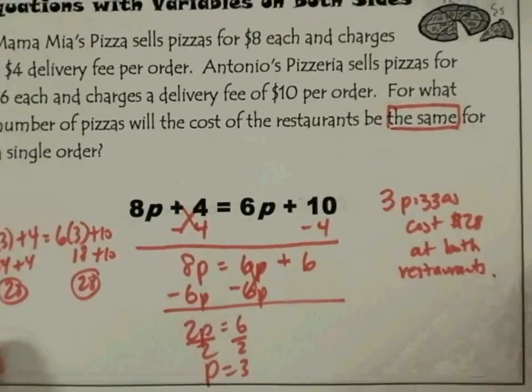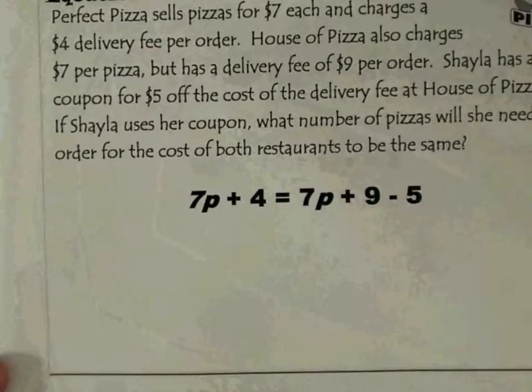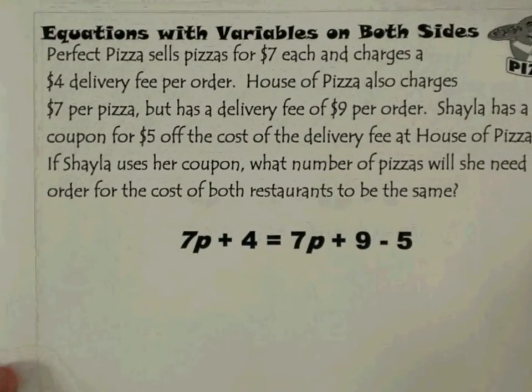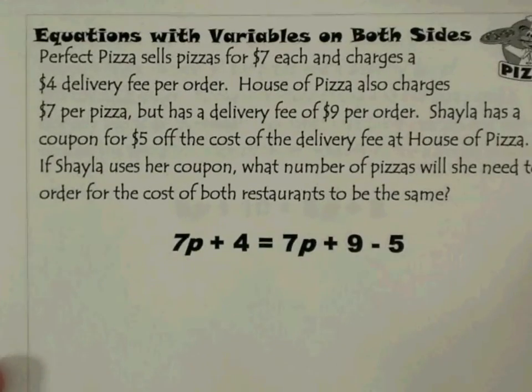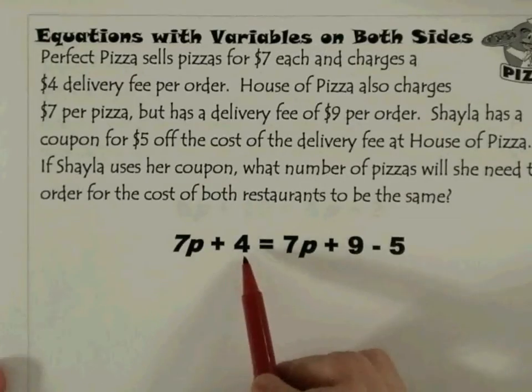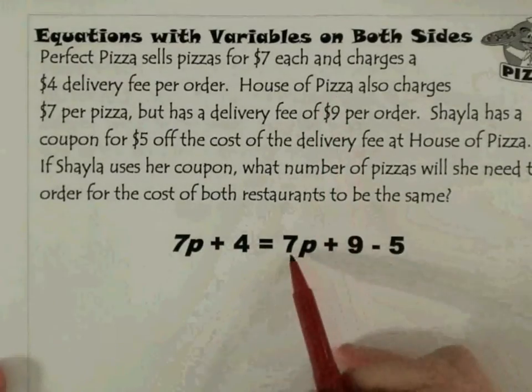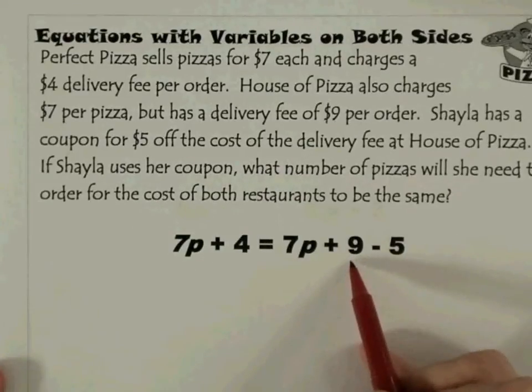Okay? So this is the first kind of problem that we might see when we deal with equations with variables on both sides. The second kind of problem that we might see is this one. This one says Perfect Pizza sells pizzas for $7 each and charges a $4 delivery fee per order. So I have pizzas for $7 each plus a $4 delivery fee. House of Pizza also charges $7 per pizza, but has a delivery fee of $9 per order.